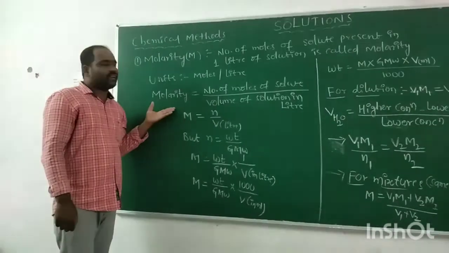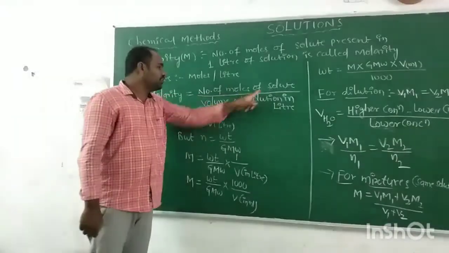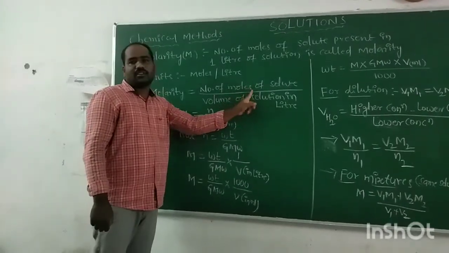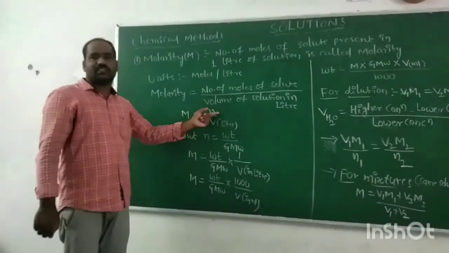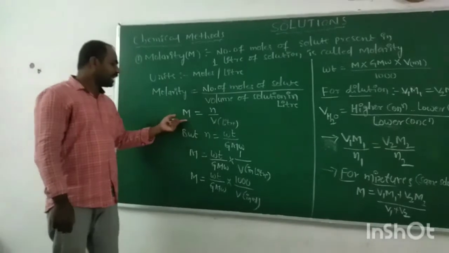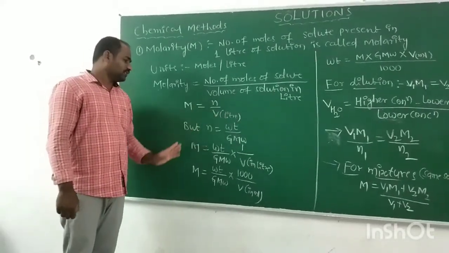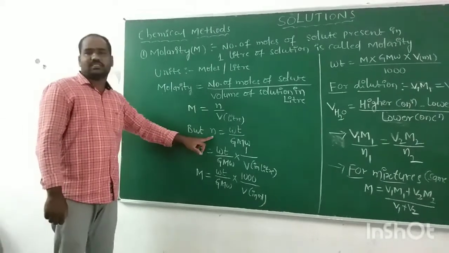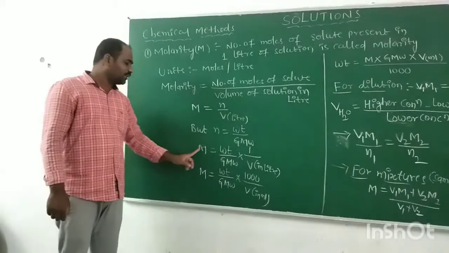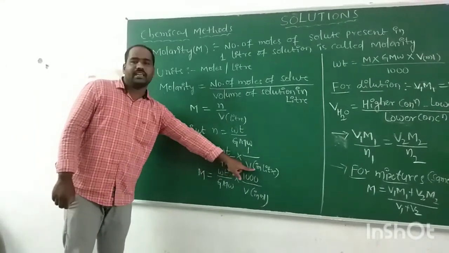Mathematically, molarity can be expressed as molarity is equal to the number of moles of the solute divided by the volume of the solution in liter. You know that the number of moles of the solute is indicated with the letter n, and the volume of the solution is indicated with V, then molarity M is equal to n divided by V in liter. But we know that the number of moles is equal to the weight of the solute divided by the gram molecular weight of the solute, then molarity M is equal to weight by gram molecular weight into 1 by V in liter.